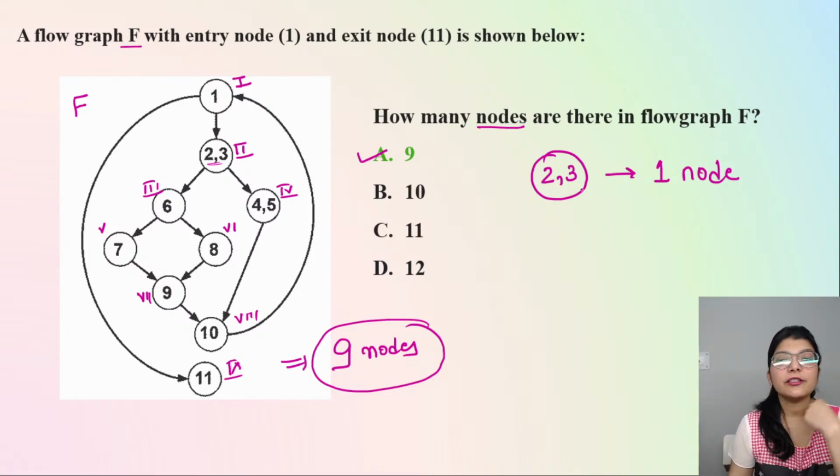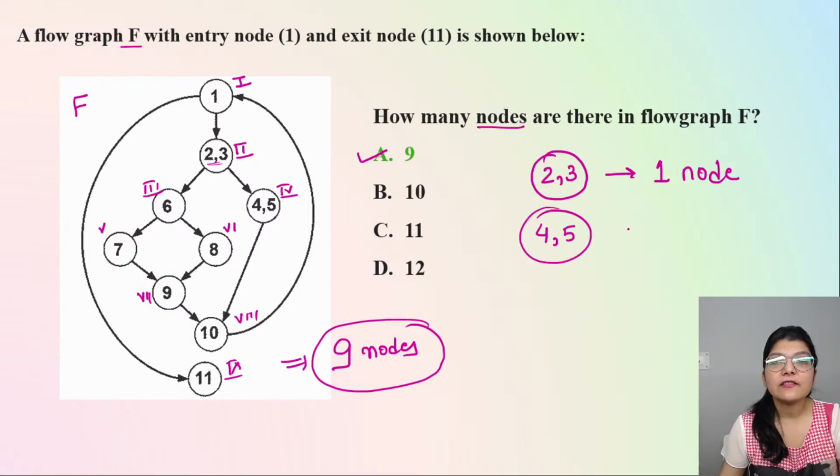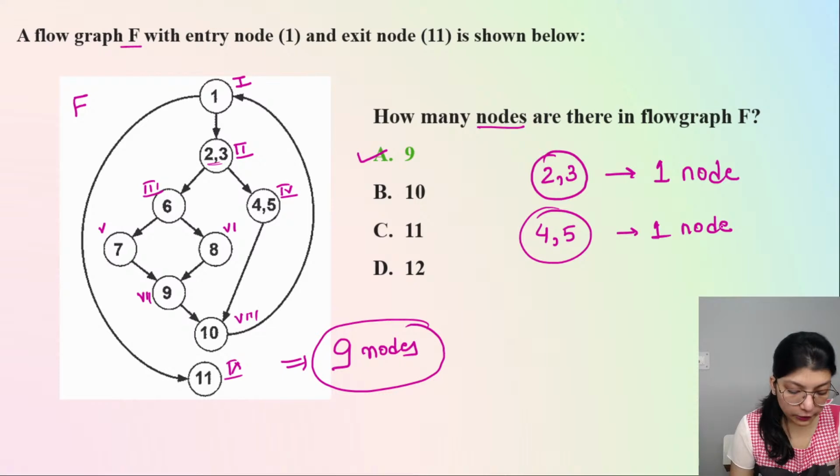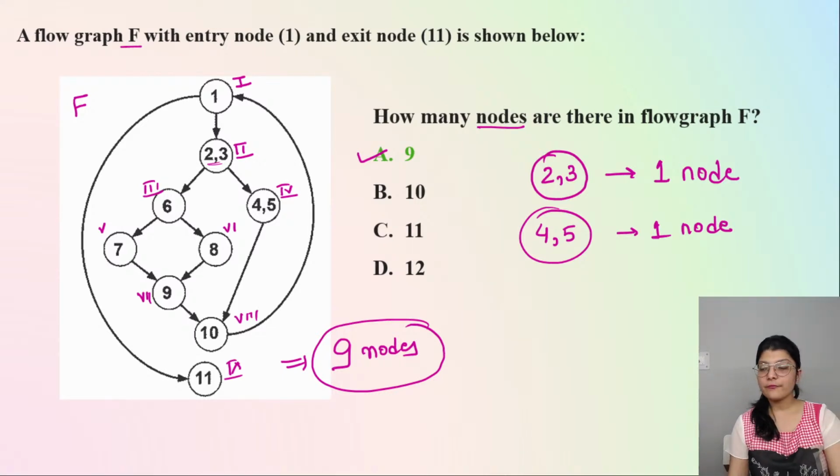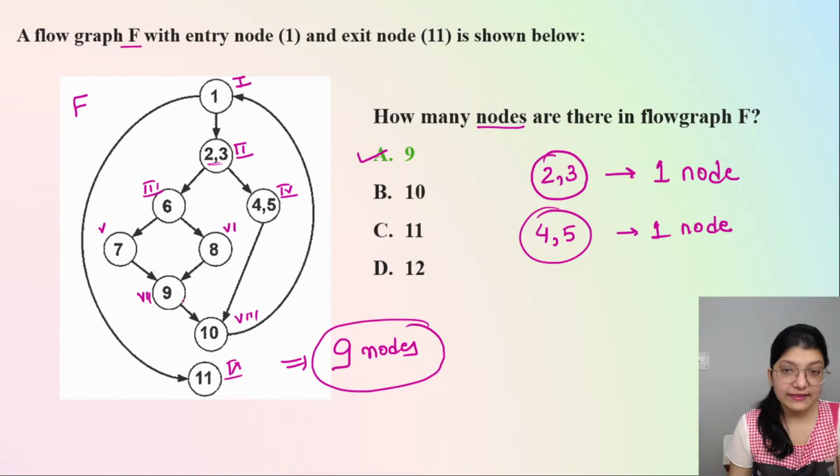I hope this point is clear to you. 2, 3 is one node, 4, 5 is one node. I hope this point is clear to everyone. Most of you gave the right answers. Janki, it is clear to you now. These are not 2 different nodes, it is one node only.